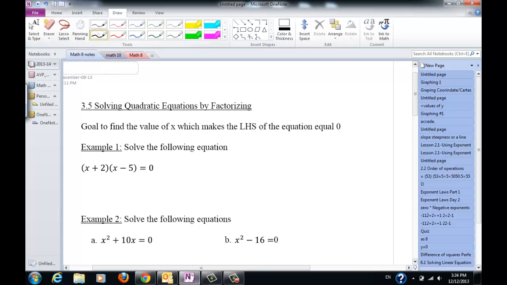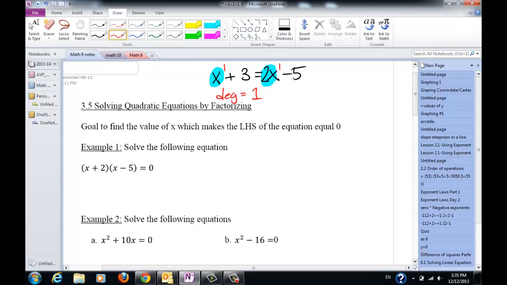So far this unit we have been solving linear equations, and what that means is that our equations have always been degree 1. An example would be x plus 3 is equal to 2x minus 5. Notice that the degree of the terms that have variables is 1, which means that the degree of the polynomial is equal to 1.